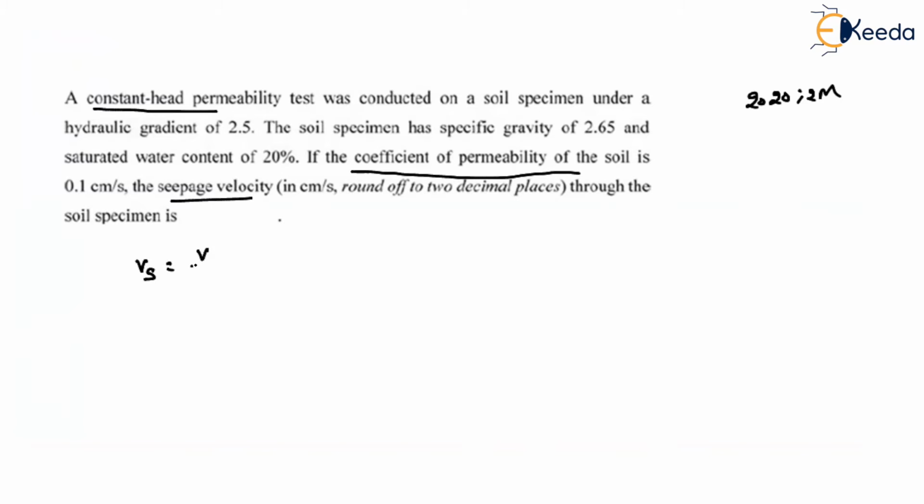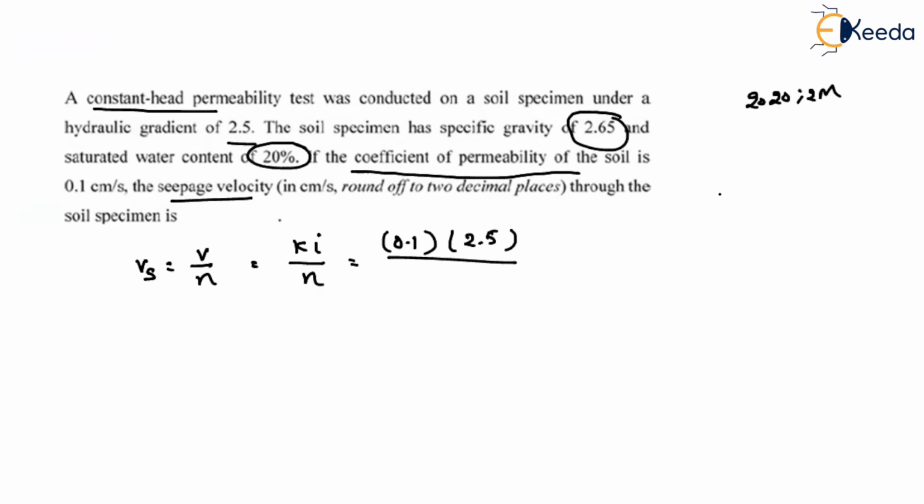How will you find the seepage velocity? That is nothing but discharge velocity by n. So how can I find the discharge velocity? That is k into i, divided by n. The k value is directly given, 0.1 centimeter per second, into the hydraulic gradient, which is given as 2.5, divided by the porosity. Did they mention anything about that? No. But we should find it by using the specific gravity and the water content. So what is the relationship between them?